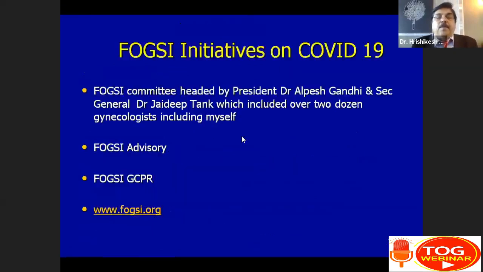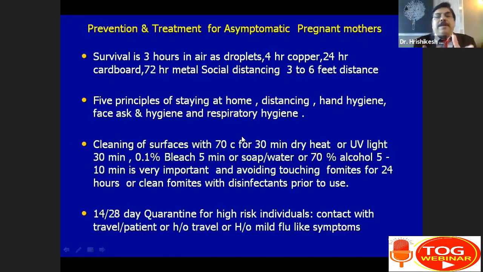If you look at FOGSI, when COVID-19 had formed, we all had a chat together, and under the leadership of our President Alpesh Gandhi and Secretary General Jaideep Tank, we had a committee which included dozens of gynecologists, including myself, and we came out with two things: the FOGSI Advisory and the FOGSI GCPR. Both of these are present on the www.fogsi.org, and you can access them and go into the details. But what I'm going to tell you next is my take on it, my perspective on what it is and what we should do.